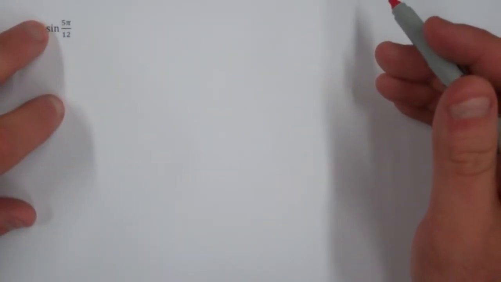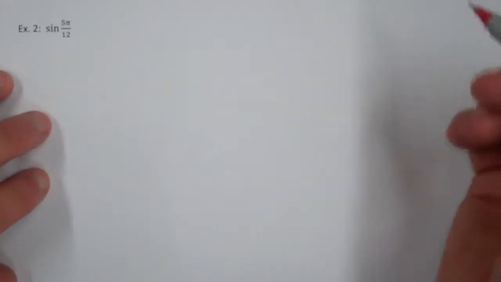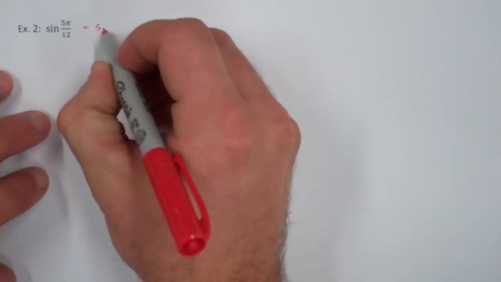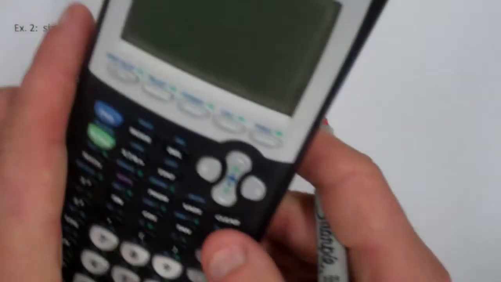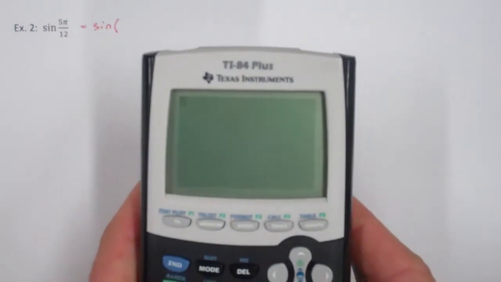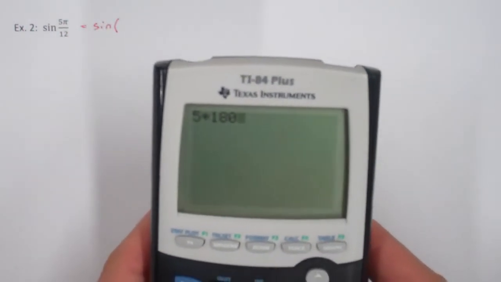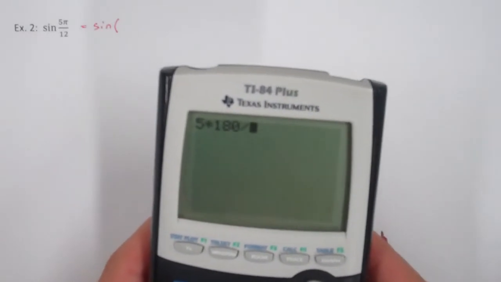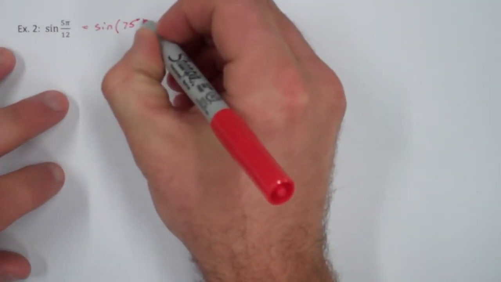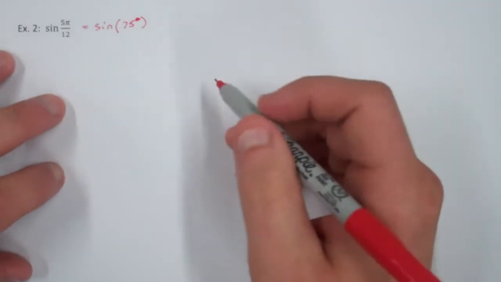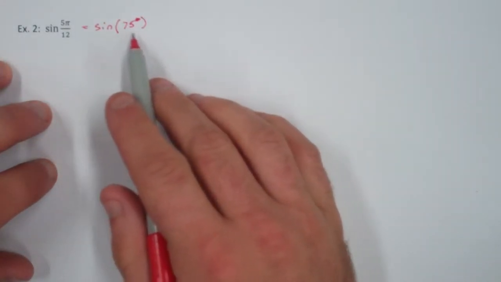To me, 5 pi over 12 doesn't just jump out right away, so what I'm going to do is change that 5 pi over 12 into degrees. So what we'll do here, and you can use your calculator to help you if you need, we'll just multiply by 180, the pi's will cancel, and we'll divide by 12, and we get 75 degrees. So the same angle measure as the previous example in example 1, but this time we're taking the sine of that angle.